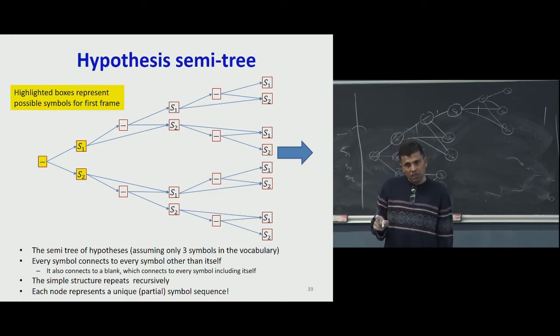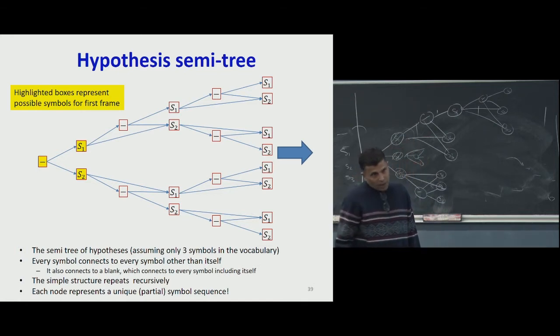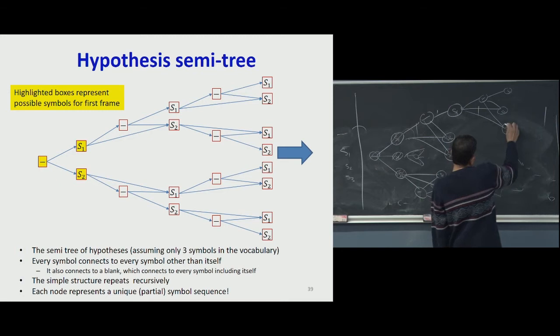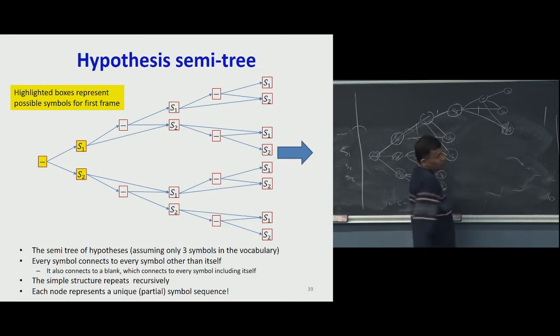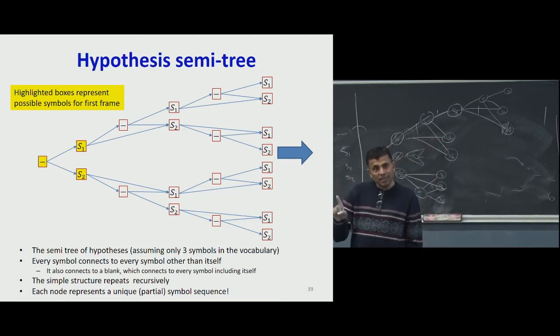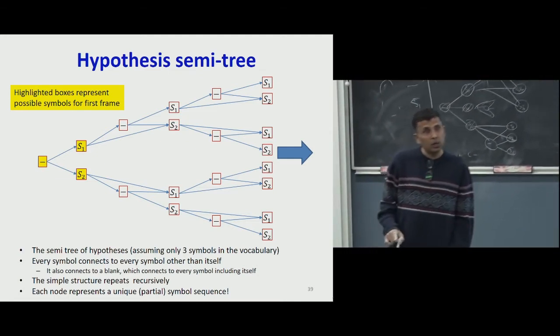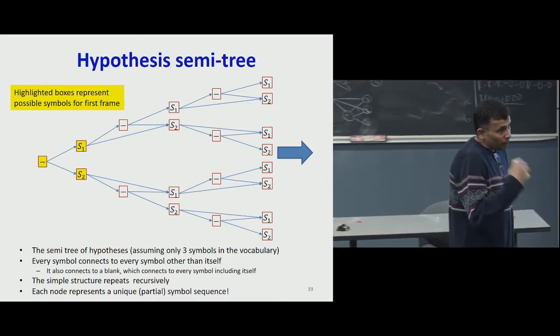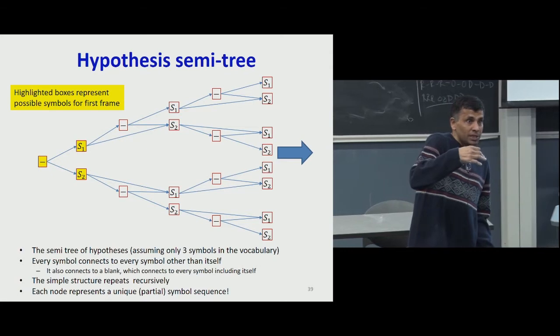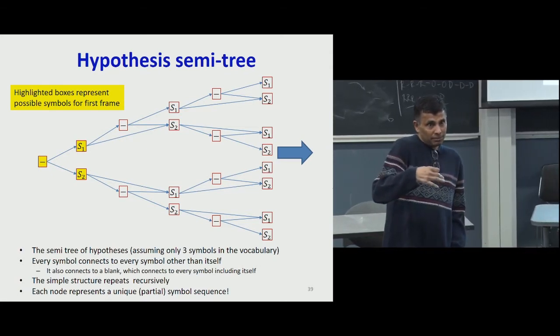Now here's something special. In this structure, if I look at any node in the graph, the path from the root to that node represents a distinct, unambiguous symbol sequence. So this is just my way of representing all symbol sequences in an unambiguous manner.